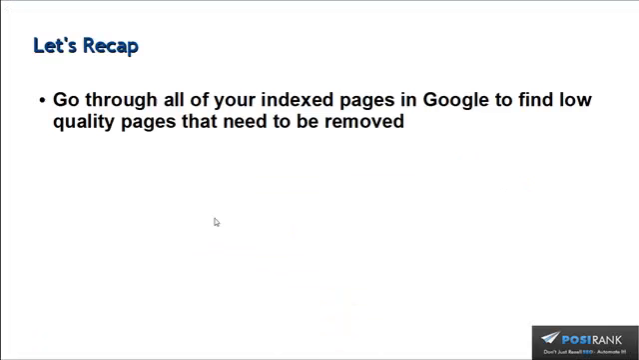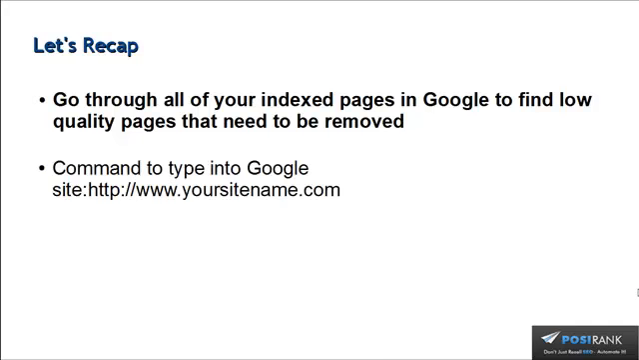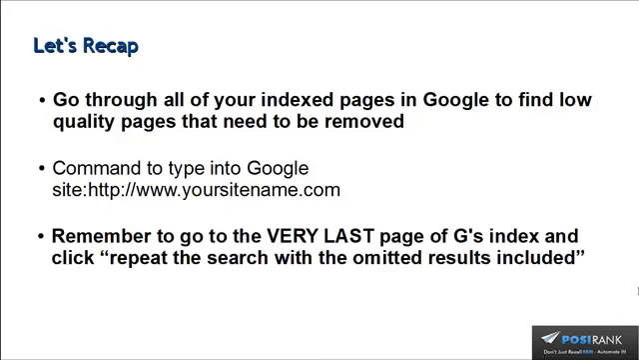Okay, recap. First and foremost, you've got to go through all of your indexed pages in Google to find the low quality pages that need to be removed or rewritten. The command to type into Google is site colon and then the URL of the site that you're examining. Remember to go to the very last page of Google's index and click the repeat the search with the omitted results included. This is going to show you absolutely every page that Google sees on your site.